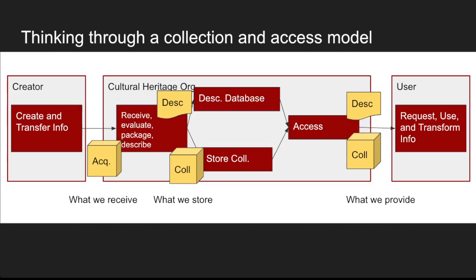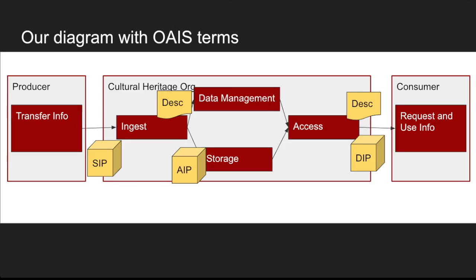And unsurprisingly, that generalized model comes from OAIS. So I'm going to swap the terms here from these stuff-based terms and definitions to OAIS terms and definitions. So instead of talking about doing something with the acquisition and storing the thing and making access, what we can say is we ingest. Somebody produces material for us. We decide to acquire it, so they transfer that material to us as a SIP, a submission information package. We ingest that. After ingest, we have a description, and we also have an archival information package.